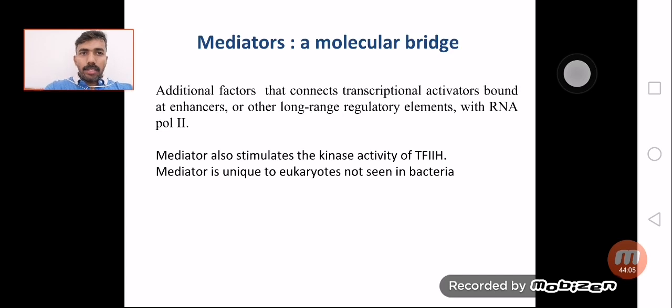And again, another set of proteins called mediators, they act as a molecular bridge. So these are additional factors that connect transcriptional activators which are bound at enhancer sequences or other such regulatory elements with the RNA polymerase enzyme. And moreover, they can stimulate the kinase activity of TF2H, and these are unique to the eukaryotic system. You cannot see any such sequences in a bacterial transcription machinery.